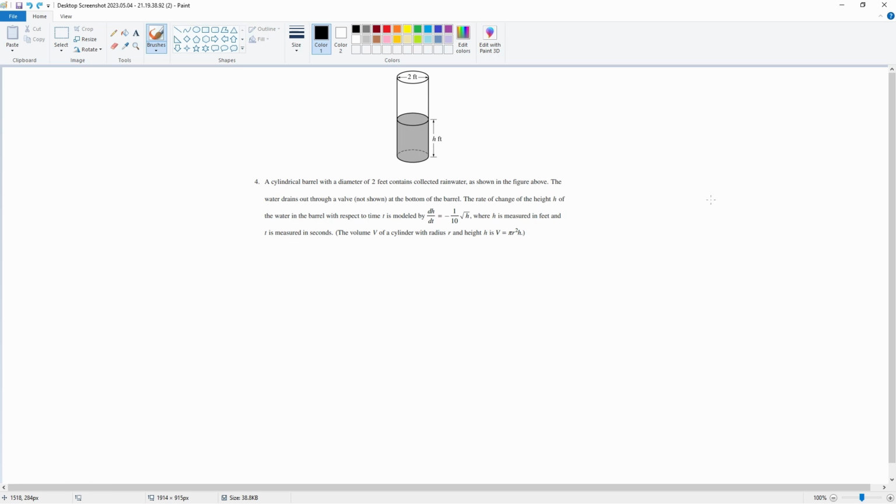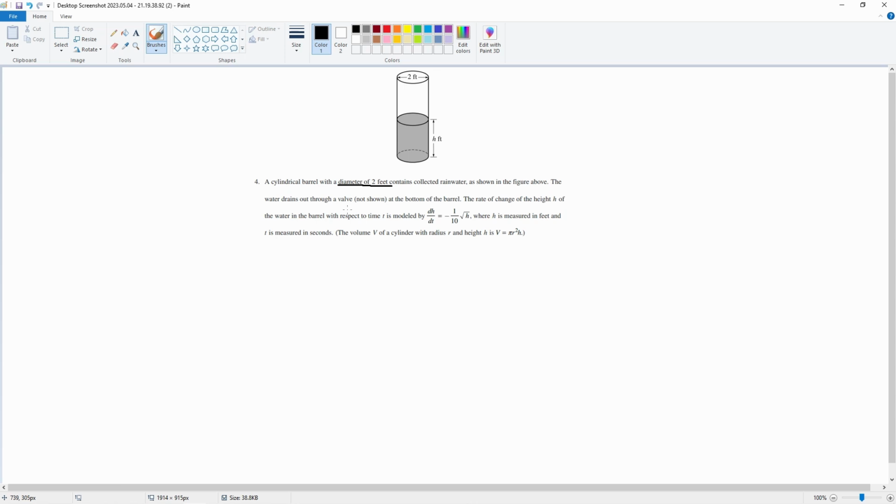Today we're going to go over problem 4 on the 2019 AP Calculus AB FRQ. So let's get right into it. Problem 4 says a cylindrical barrel with a diameter of 2 feet contains collected rainwater as shown in the figure above. The water drains out through a valve, not shown, at the bottom of the barrel.